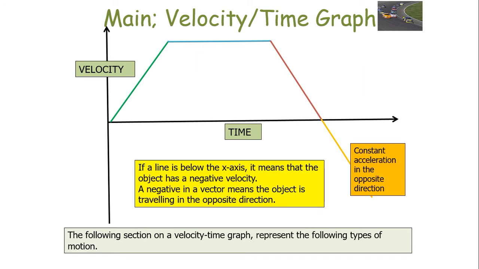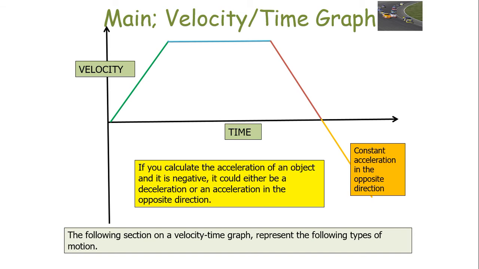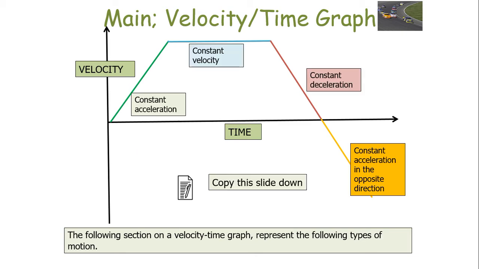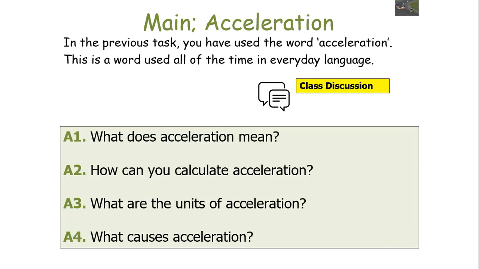Then you've got a line below the x-axis, a negative, which is constant acceleration in the opposite direction, because minus means you're going in the opposite direction. So if you calculate the acceleration of an object and it's negative, it could either be deceleration or acceleration in the opposite direction. Now, to work out which one it is, you've got to look at the velocity time graph or look at the actual object itself. So that's a very important idea.